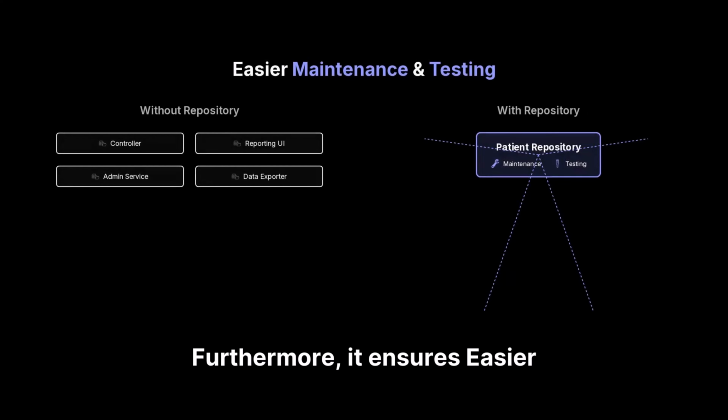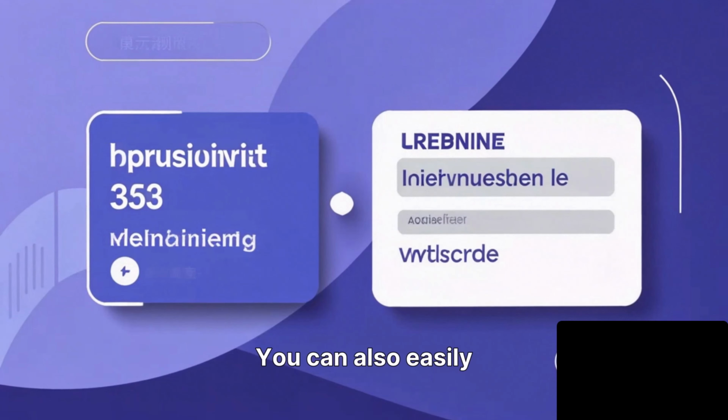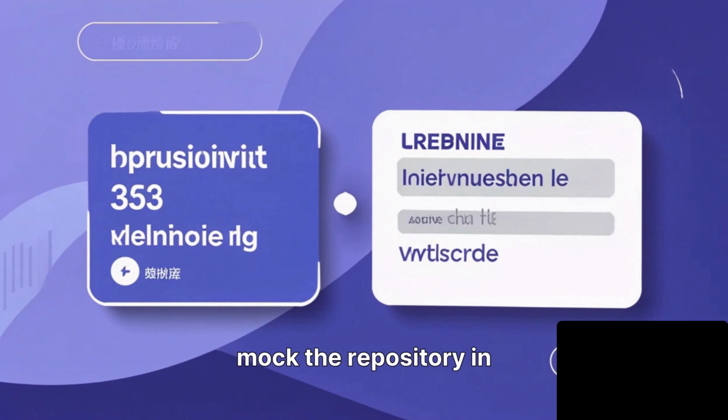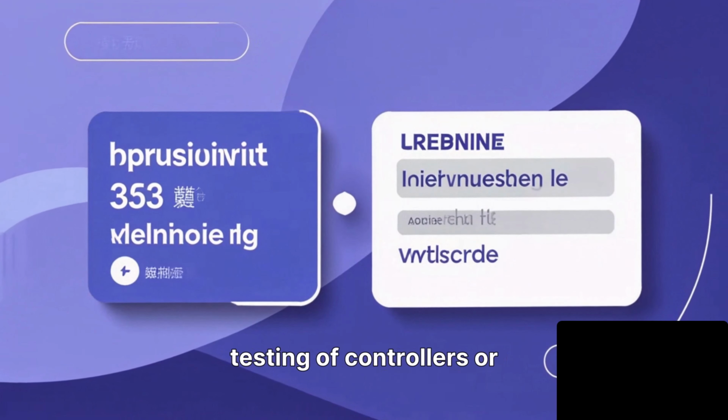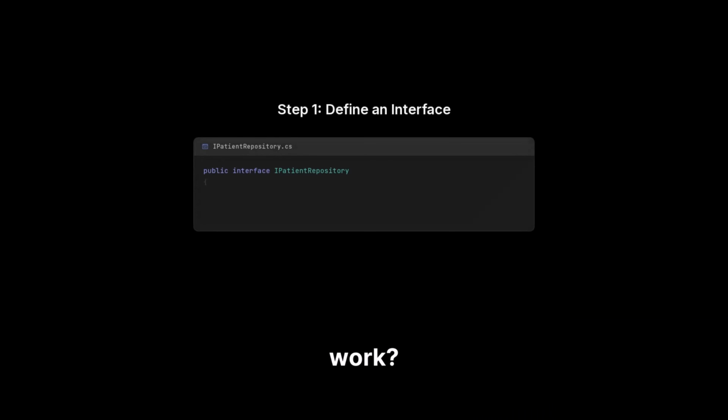Furthermore, it ensures easier maintenance and testing. Changes to patient retrieval only update the repository, not the entire project. You can also easily mock the repository in unit tests, simplifying the testing of controllers or services. So, how does this work?